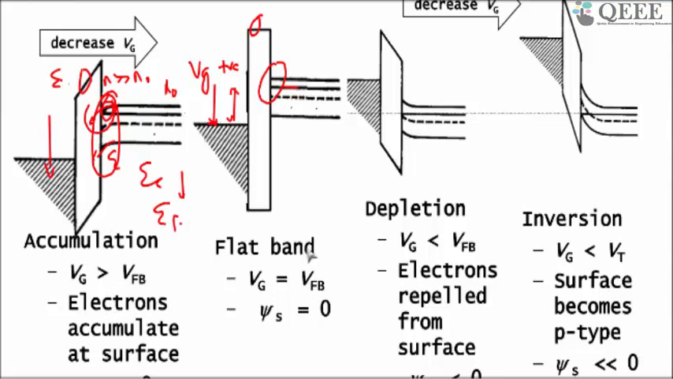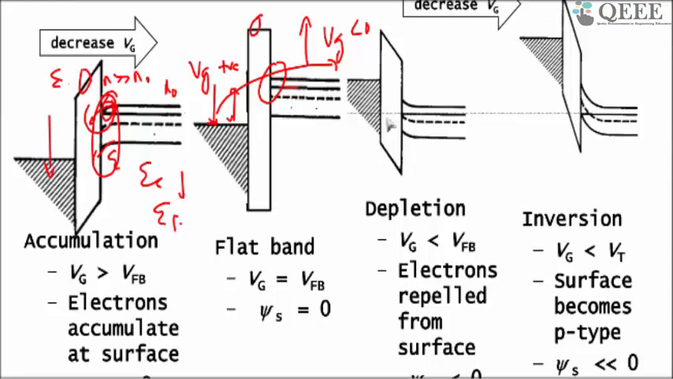Let's go to the other side. In this case we are going to apply negative VG. So the VG is negative, and we are going to increase it. When you apply negative VG, the Fermi level moves up.